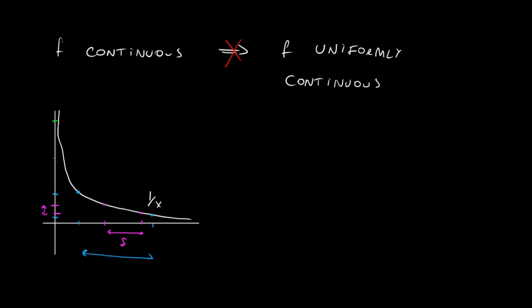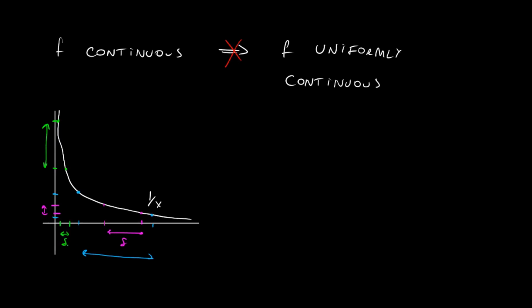Now let's say we take an epsilon here that's pretty big. One would expect the delta to be bigger, because we took a small epsilon here and the delta was small. We took a bigger epsilon and the delta was bigger. But now for this epsilon, the delta has to be super small.